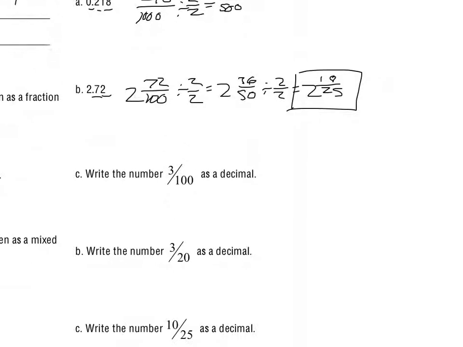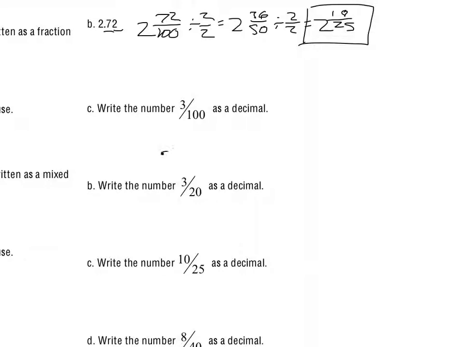Alright, write the number as a decimal. So we have 3 hundredths, so I need the tenths and the hundredths place. And I need 3, so that's 0.3, filling in the blank there. 3/20ths. So if I want to do this, that means I need to have it in tenths or hundredths. So when I look at this, I have 3 over 20, and to get that to hundredths, I need to multiply by 5 over 5. That's going to give me 15 hundredths. So that's 0.15.